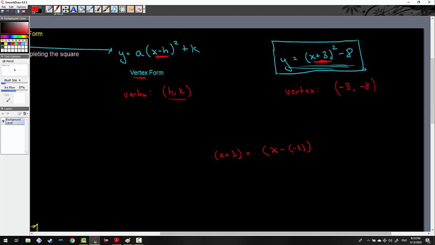Remember, I always have to be subtracting the inside to get my x coordinate of the vertex. So remember, when you see this plus 3, it really means you're subtracting a negative 3 from the inside. Just keep that in mind.